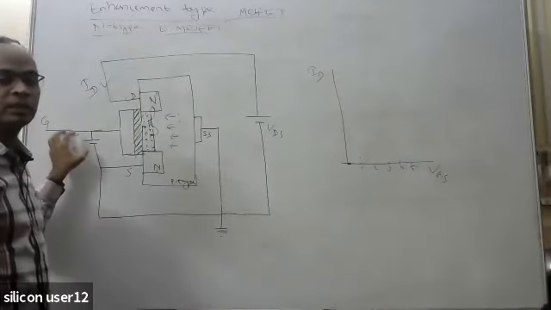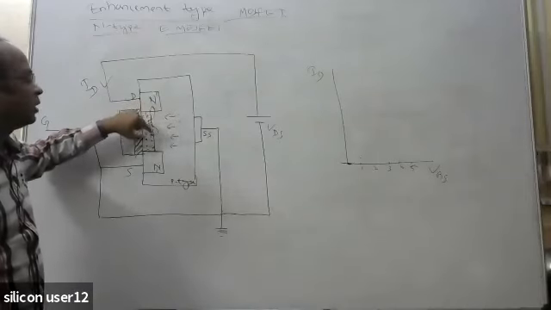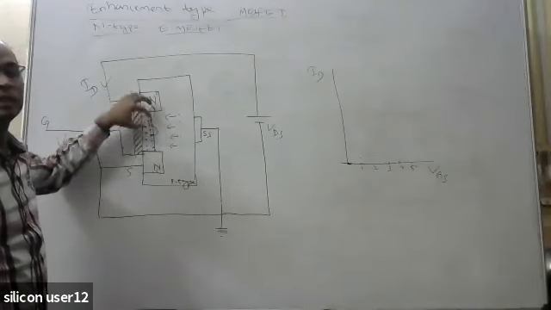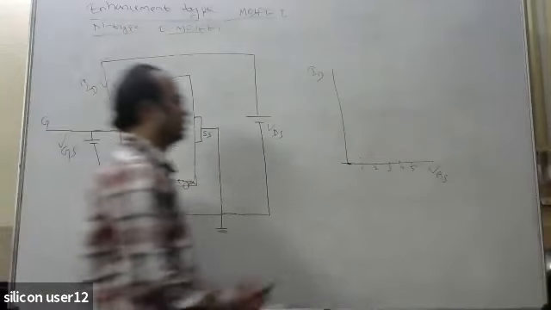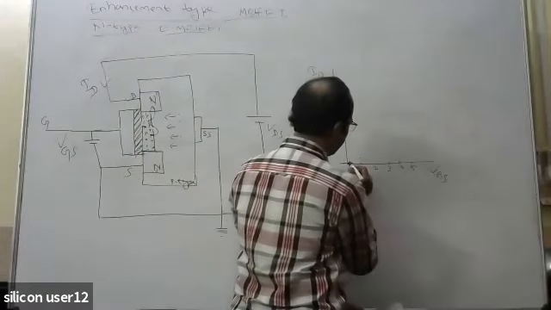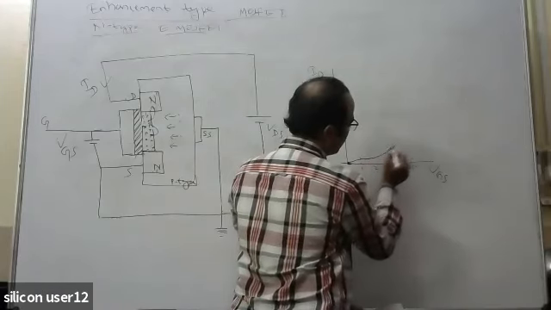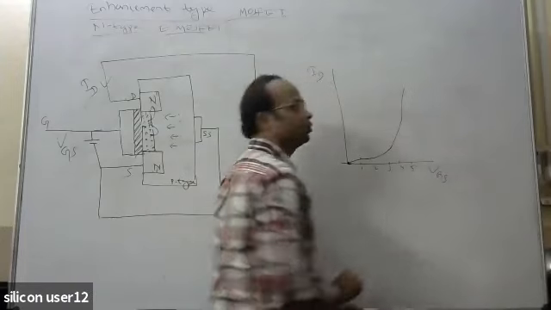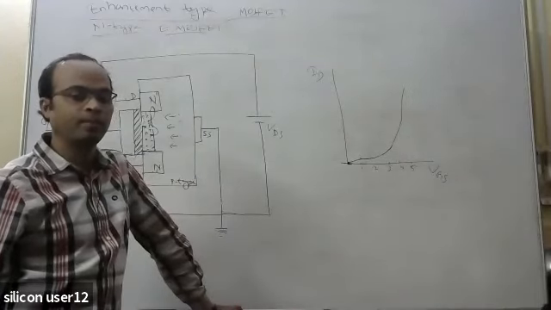When you increase this VGS value, gradually this channel is created, and at a particular point this channel will be created with a very high strength. Once the channel is created, a huge amount of current can flow. So that's why this curve will be like this. Initially it is zero, I mean low current, and once the channel is created, the drain current will increase at an exponential rate.